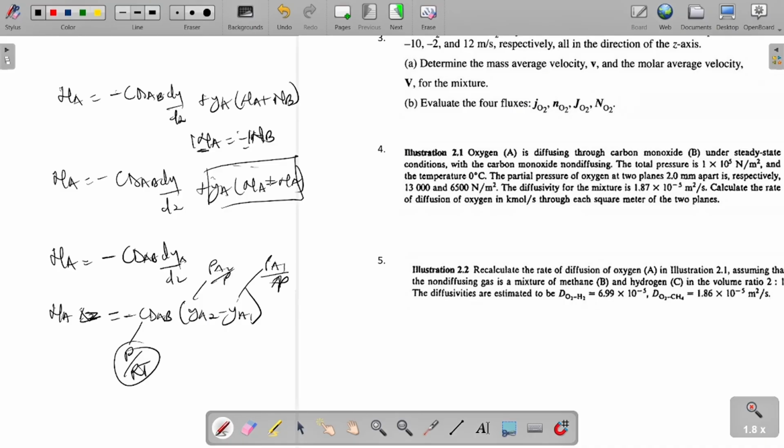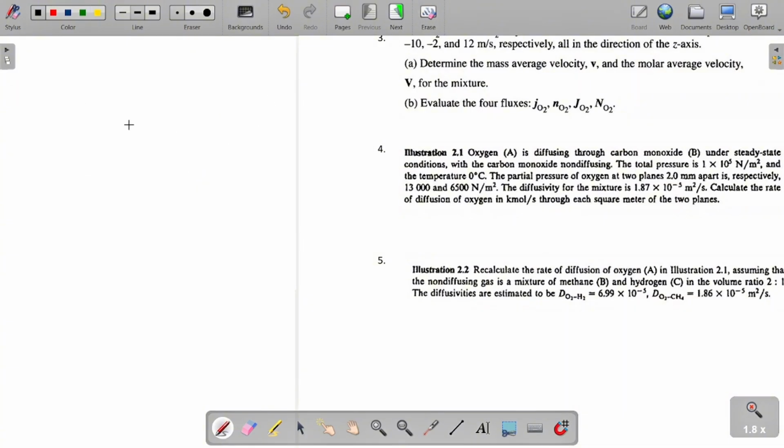But what if it's not equimolar counter diffusion? Then NA becomes minus C DAB dy/dz plus this term. And it's not only two gases that can be diffusing; sometimes you can have three gases diffusing. So the convective flux part will change a lot. But I can say that NB is equal to 0.75 over MB.